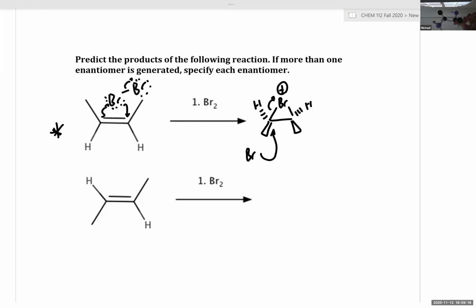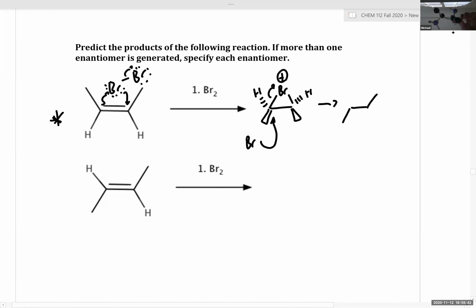Okay, so now we're going to draw what we see. And here, we have to be very careful of how we draw this. I'm going to pretend this molecule is completely flat, looking at this bromine, carbon, carbon, and bromine. So we have our bromine, our two carbons, and our bromine.